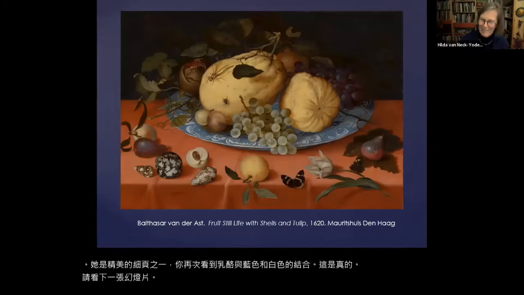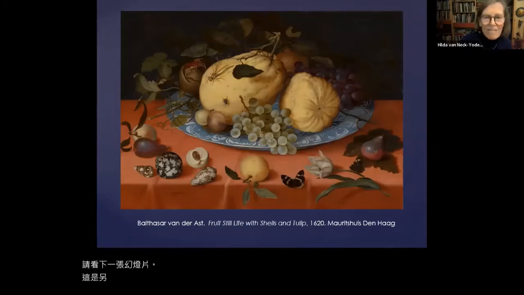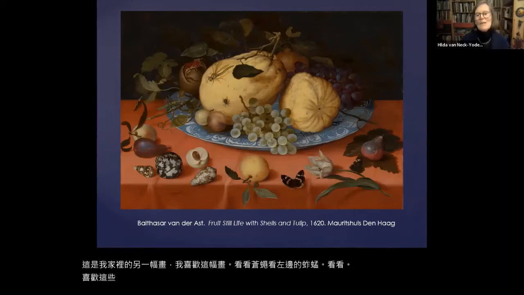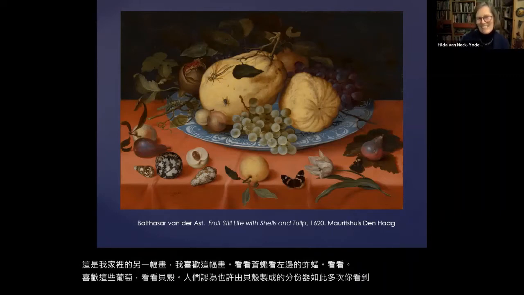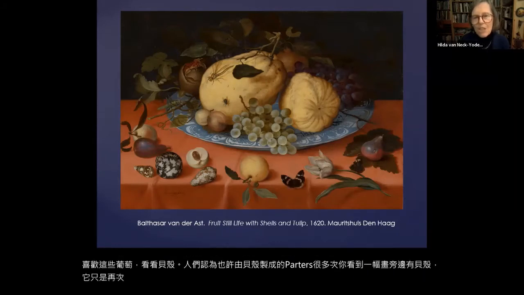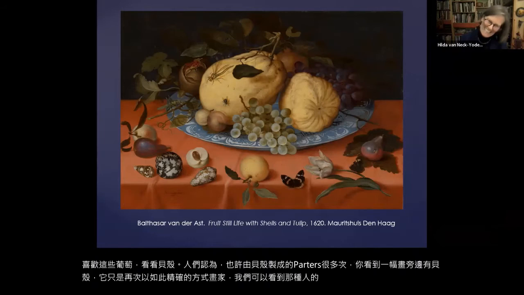And here is another one in the Mauritshuis. And I love this painting. Look at the fly. Look at the grasshopper on the left. Look at all of these grapes. And look at the shells. People thought maybe porcelain was made of shells. So many times you see a painting with shells next to it. And it is, again, painted with such precision that we can see the patterns of the kind of porcelain that was imported. But next slide.